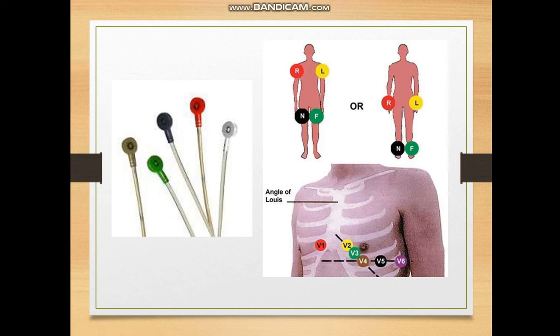This is very important. Most of the leads, V4, V5 and V6, are placed in the 5th intercostal space, and V1 and V2 are in the 4th intercostal space, and V3 in between V2 and V4.